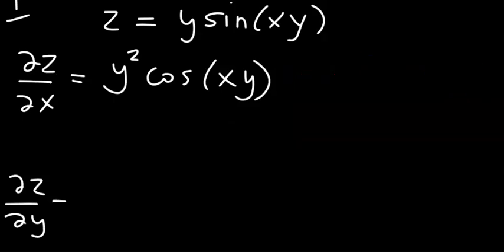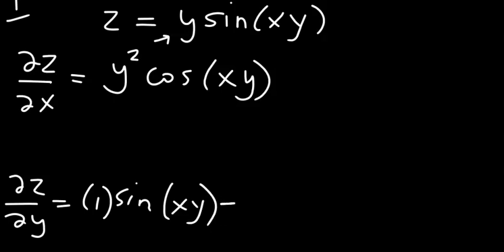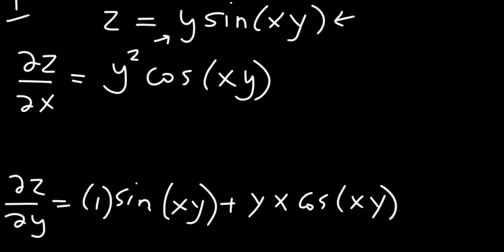Now let's do the partial derivative of z with respect to y. So y changes, but x remains constant. We can use the product rule. So let's differentiate the y. You get 1. And then the second term follows. In this case, it's sine xy plus. You write down the first term and you differentiate the sine function with respect to y, in which case you get x cosine xy. And that's the desired result.